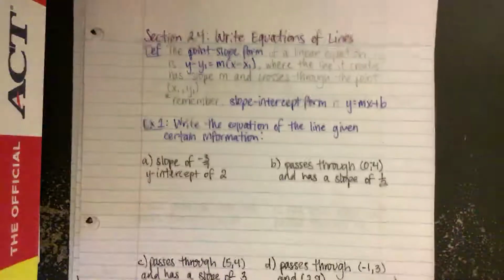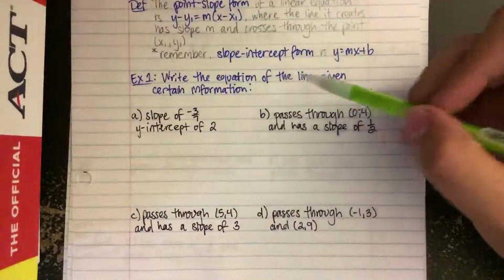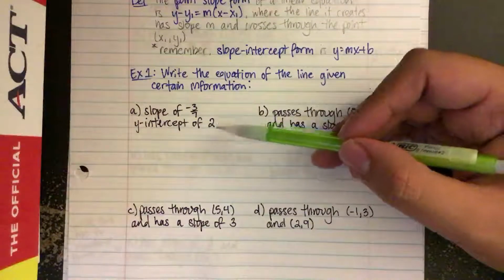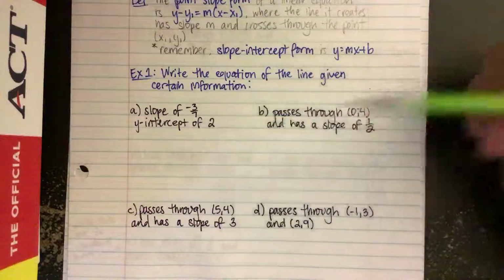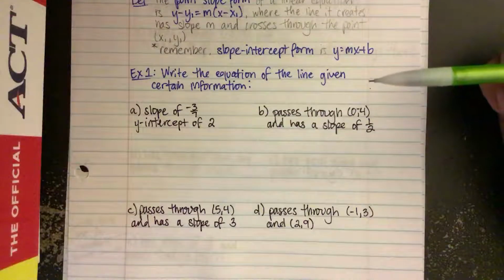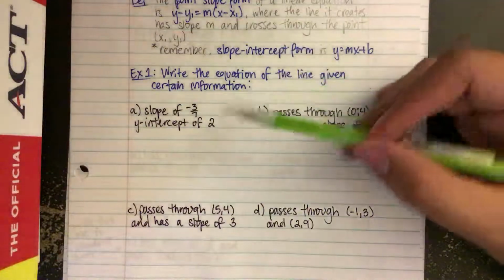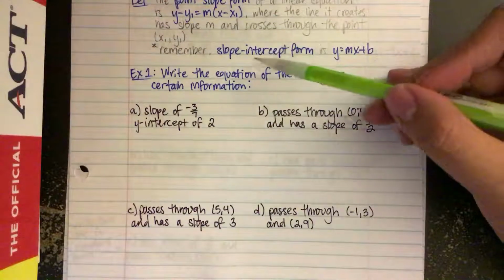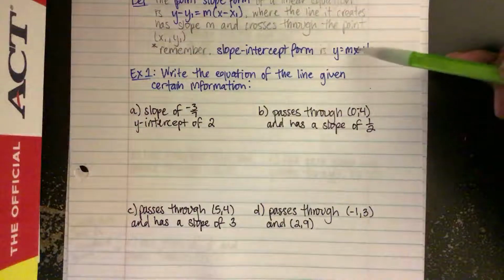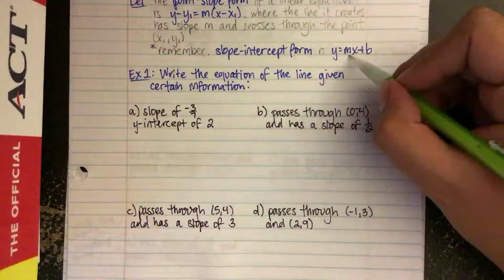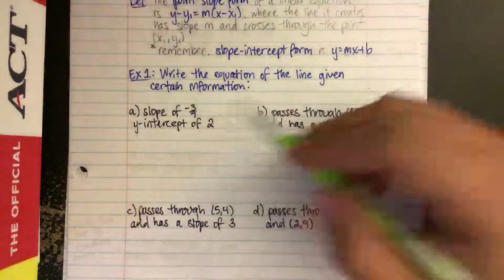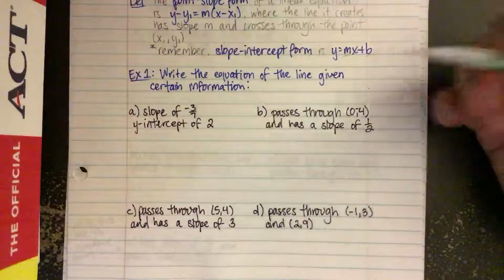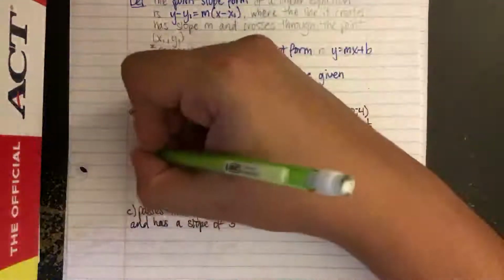So example 1, we're going to go ahead and write the equation of the line given certain information. In part A, we're given the slope and the y-intercept. Now this one isn't going to be too bad at all because, if we're given the slope and the y-intercept, that's all about our slope-intercept form. We need a slope and a y-intercept, and that is exactly what we're given. So we're literally directly going to plug it into our slope-intercept form since we have all the information we need.